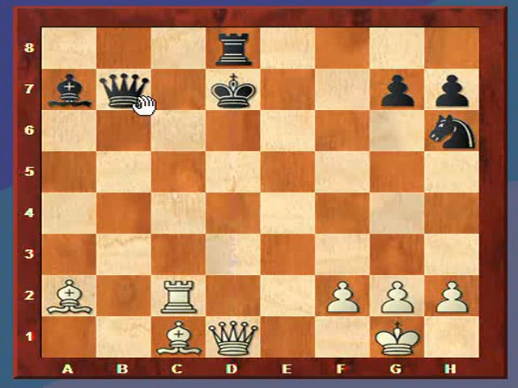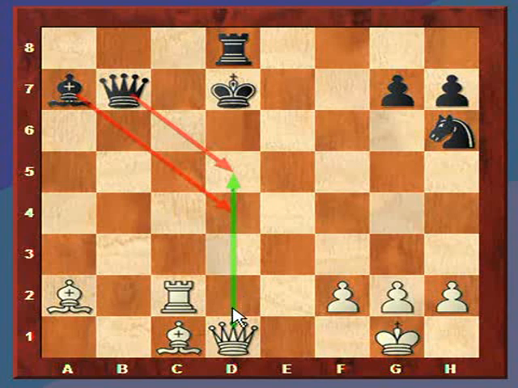Blocking, well, there are only two pieces that could block for black. The queen can move to here, or the bishop can move to here. Either one of those is not a good idea, because the queen would just come and capture either one of these pieces. So if the queen moved there, it would capture the queen, and if the bishop moved, then the queen would just come and capture with check.